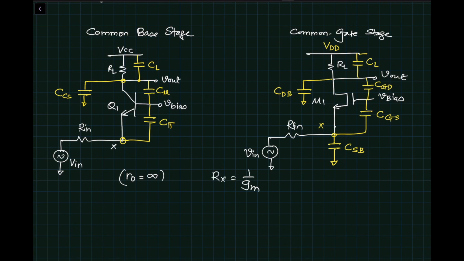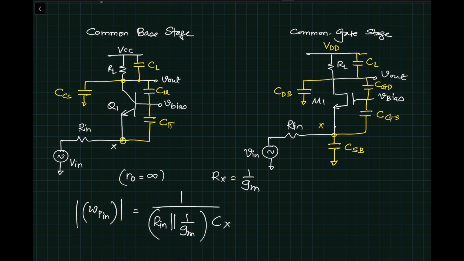In that case, the input pole omega P input will be equal to 1 divided by Rin parallel with 1 over Gm of the transistor, along with capacitance at node X. And capacitance at node X is going to be Cx is equal to C pi or CSB plus CGS. So this is for MOSFET case and this is for BJT case.